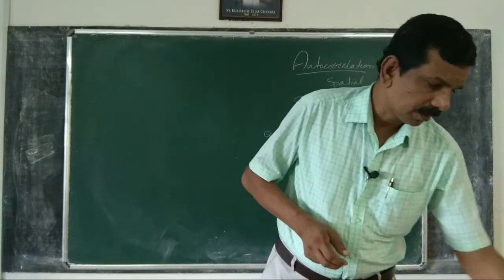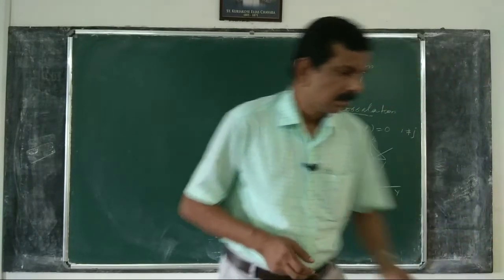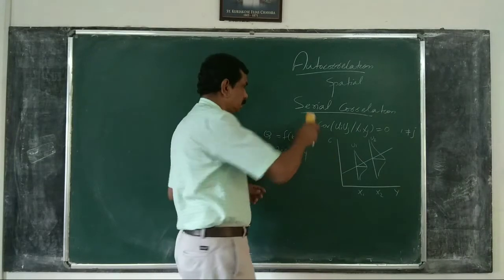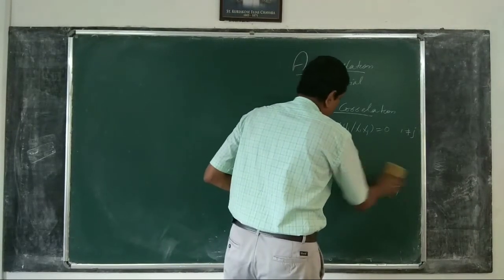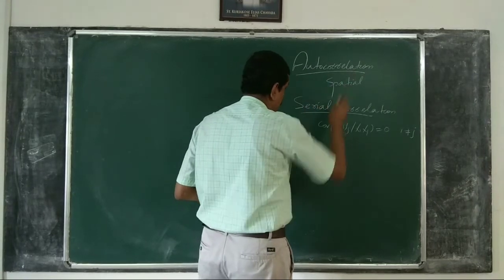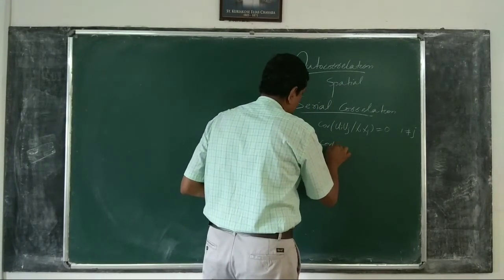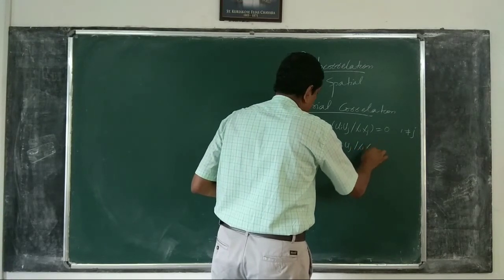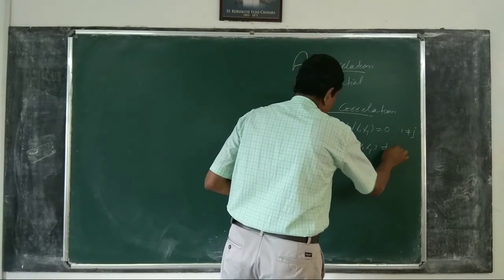Now, before proceeding further, let me clarify a few more points in terms of notation. If there is autocorrelation, we write covariance(ui, uj | xi, xj) is not equal to 0.